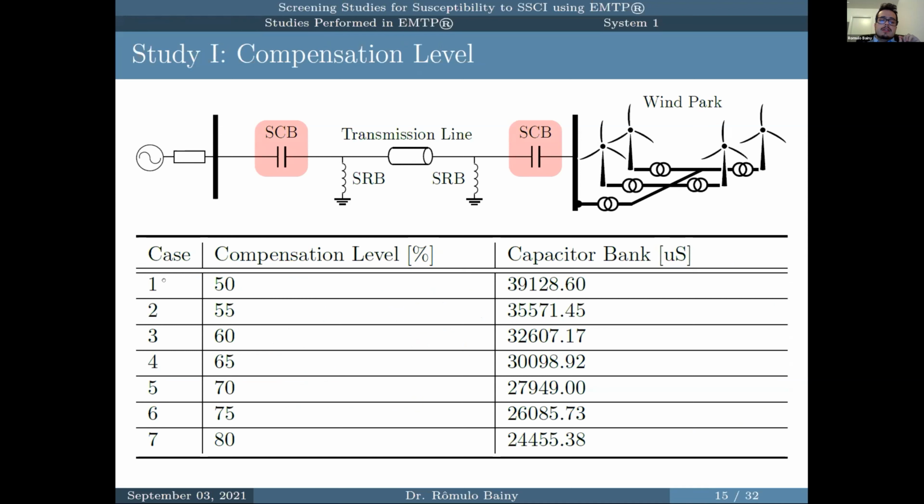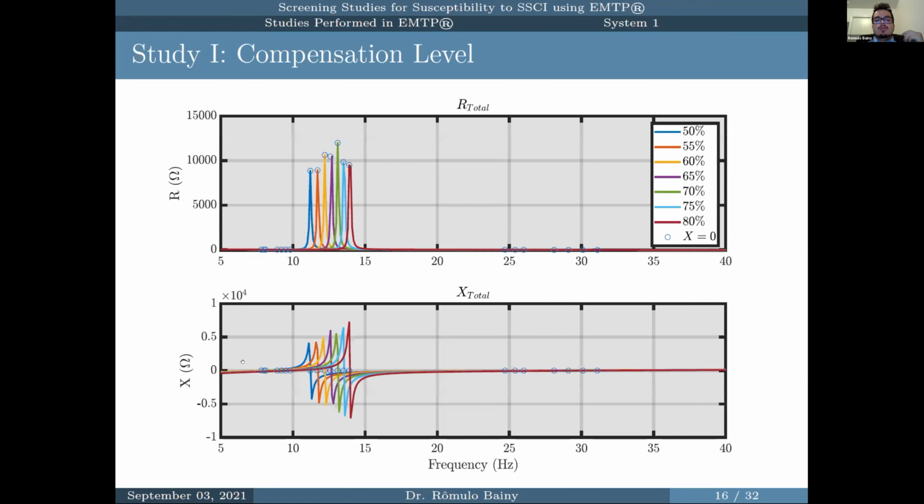So this is done by varying from 50 to 80%, just highlighting that this line was designed to operate with a 70% rate of series compensation level. And the steps here are 5%. So when we plot the R total and the X total for these 7 cases that I just showed you, we get these lines here.